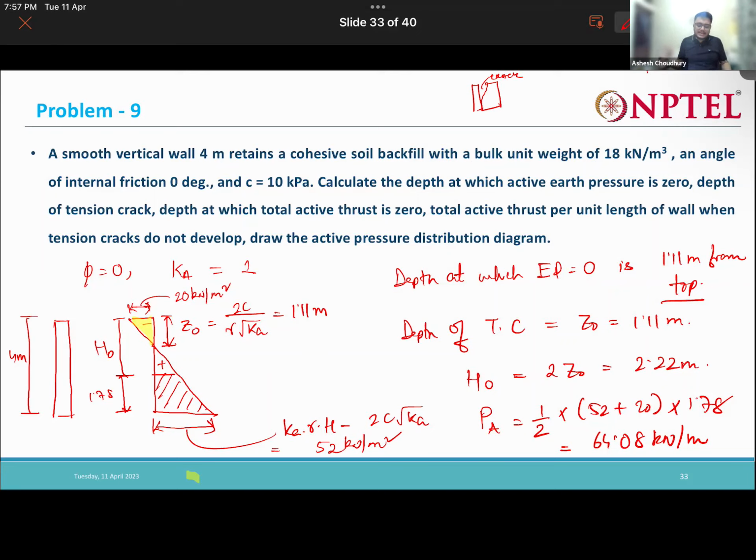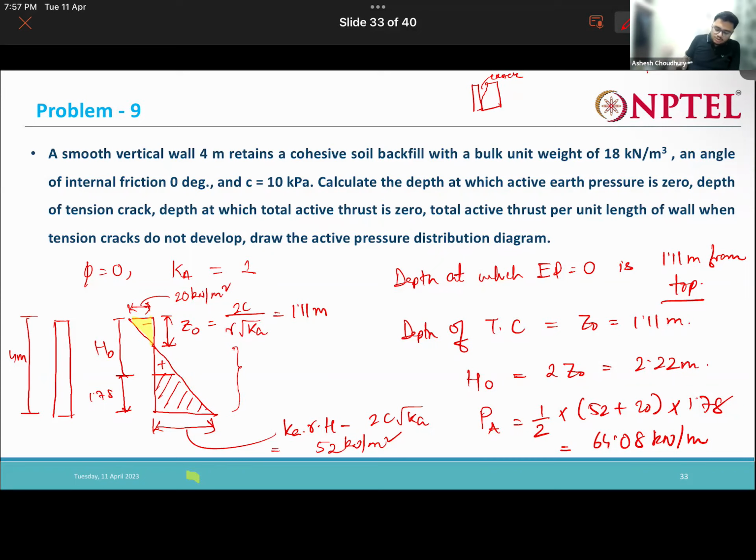So at that time, if you are asked to find out the PA, it will be nothing but the area of this triangle. But in this question, tension cracks do not develop, so this negative will actually be there. The negative and positive will cancel out, and just a trapezium will give the total P. Now please find out the line of action of this active thrust.